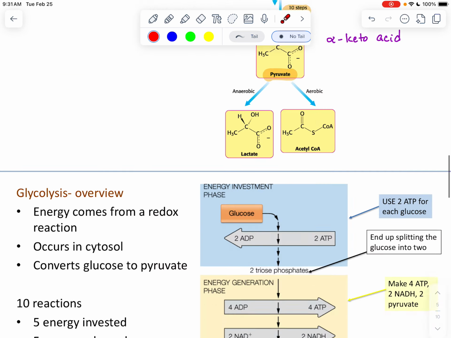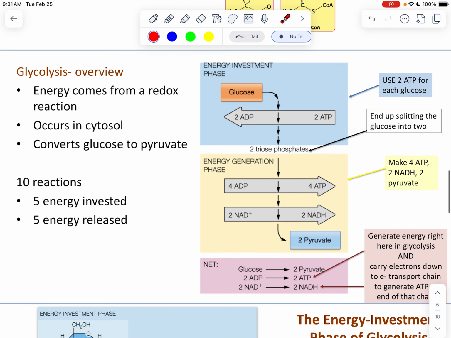All right, let's look at a big overview here of the glycolysis piece. A few things: energy comes from a redox reaction. This occurs in the cytosol of the cell, and as we already said, converts glucose to pyruvate. There are 10 reactions. The first 5 we consider our energy investment, and the second 5 we're going to give off, we're generating energy.